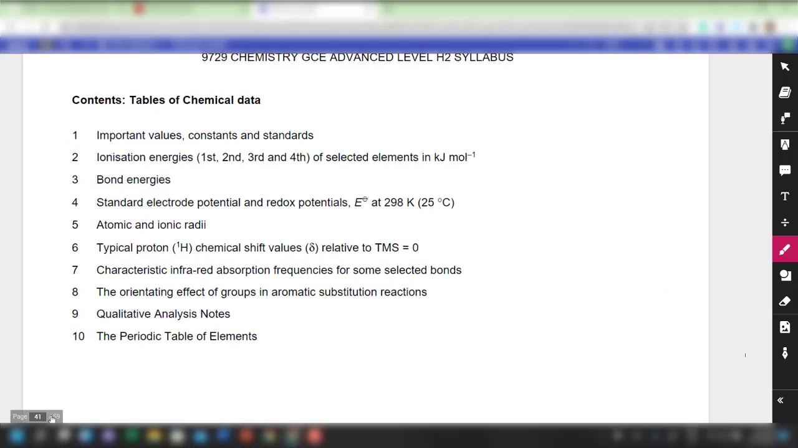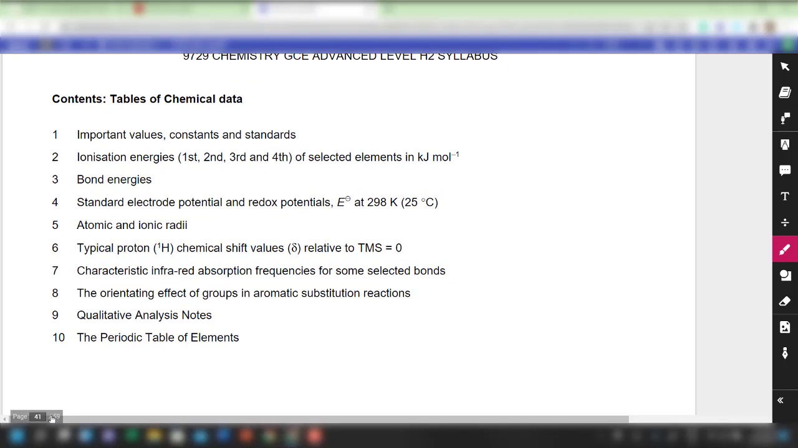There are a total of 10 sections here. Section 1 provides you with the important constants and standards. You will need this page once in a while. Then section 2, especially if you're in JC1, 2 and 3, will be very important, because ionization energies is what you will encounter in atomic structure. Do take note of the units as well. It's in kilojoules per mole.